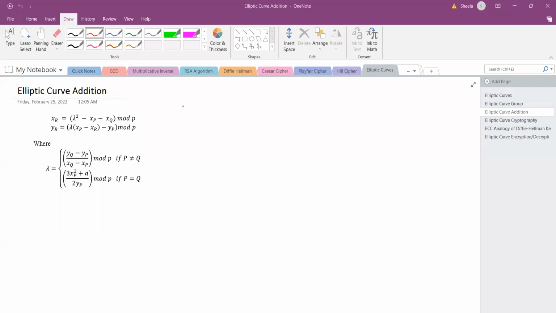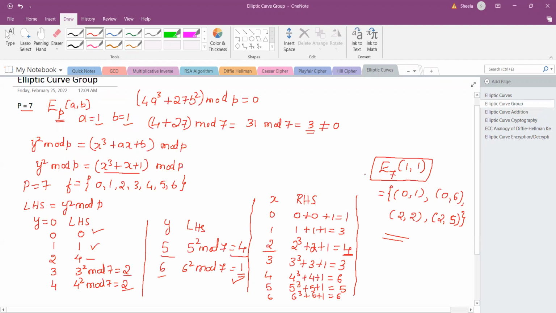Next, let us consider addition of 2 points on an elliptic curve. In the previous video, we observed that we can find a group that is E7 of 1, 1, and here these are the field elements. Let us use the same field and add 2 points in the field. So I'll just copy these things.